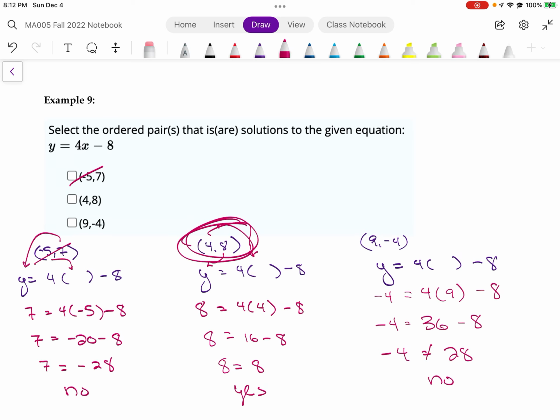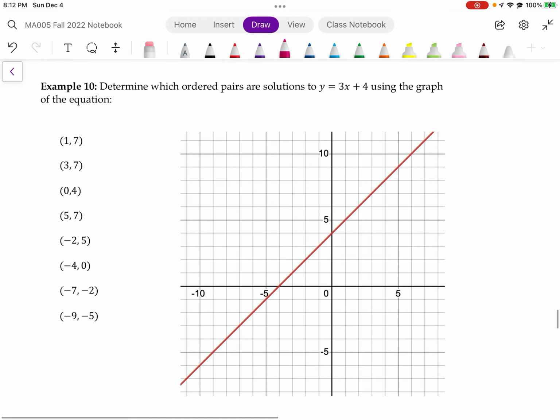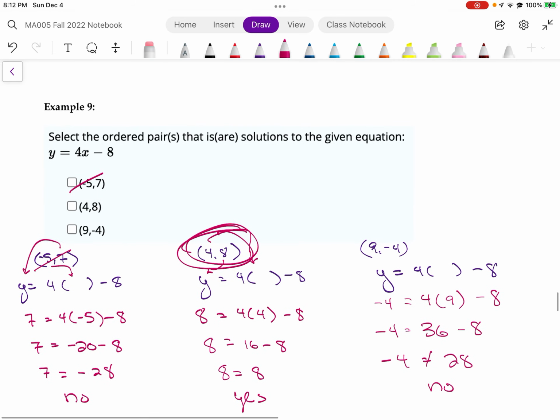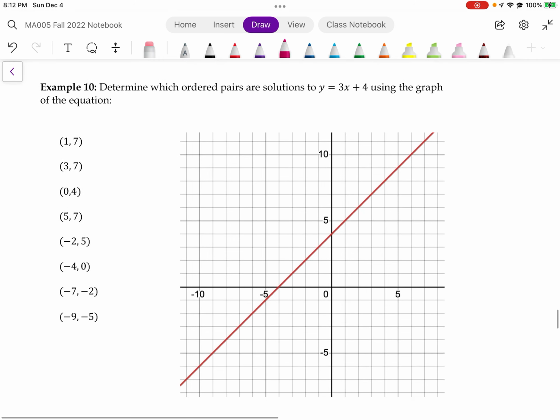All right. So let's try the next one. Determine which ordered pairs are solutions. So now this is one way, just to plug them in and see if something is a solution, if it makes it true. But falling on the line also means it's true. So everything on this line, every single thing on this line is a solution. If you plugged any of those into this equation right here, and that is the graph of y equals 3x plus 4, anything you plug in is going to make it true.